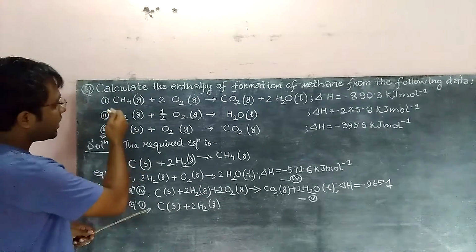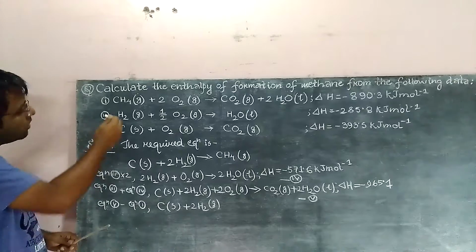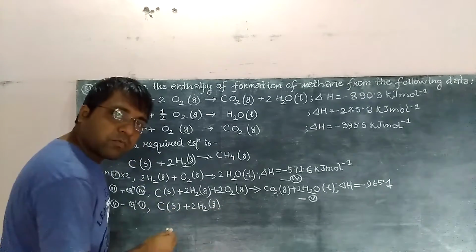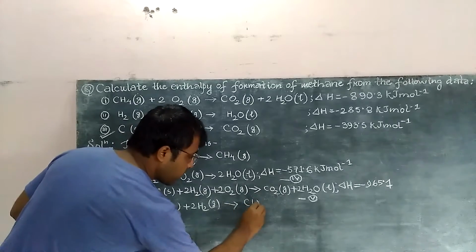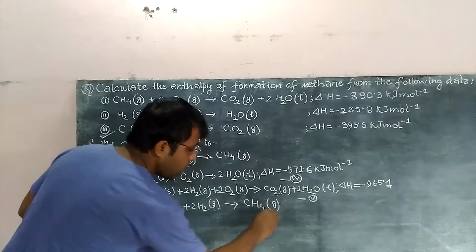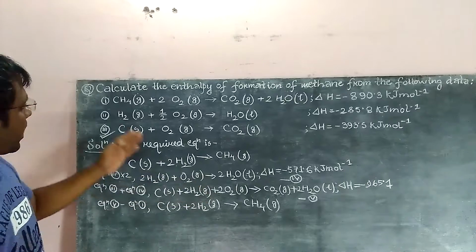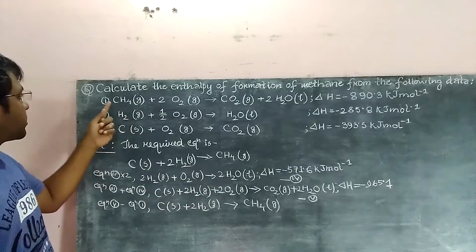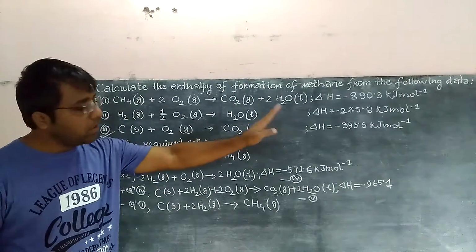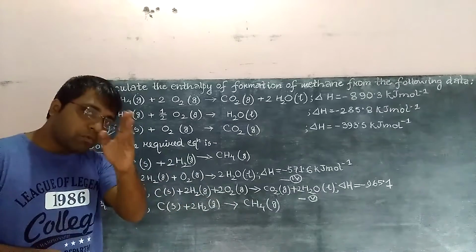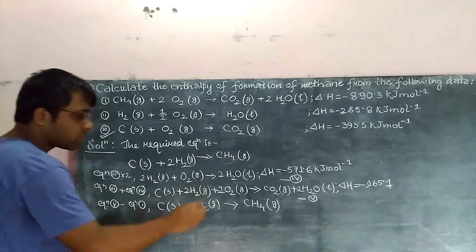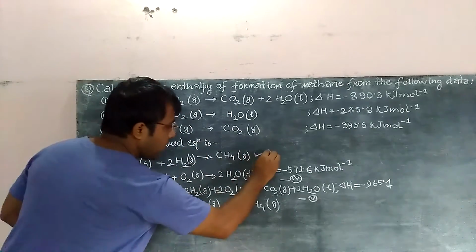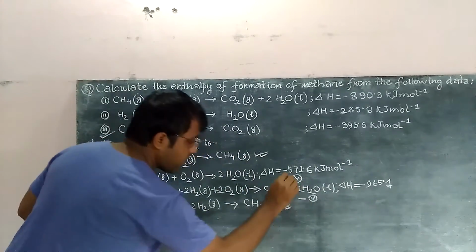So you must be thinking that minus CH4 will be here. Of course, we can write here minus CH4, or better to write CH4 gas. What I have done here, I have shifted or transposed this minus CH4 to the product side, and this will become positive, isn't it? Remember, we can shift it to the product side. So we have got our required equation.